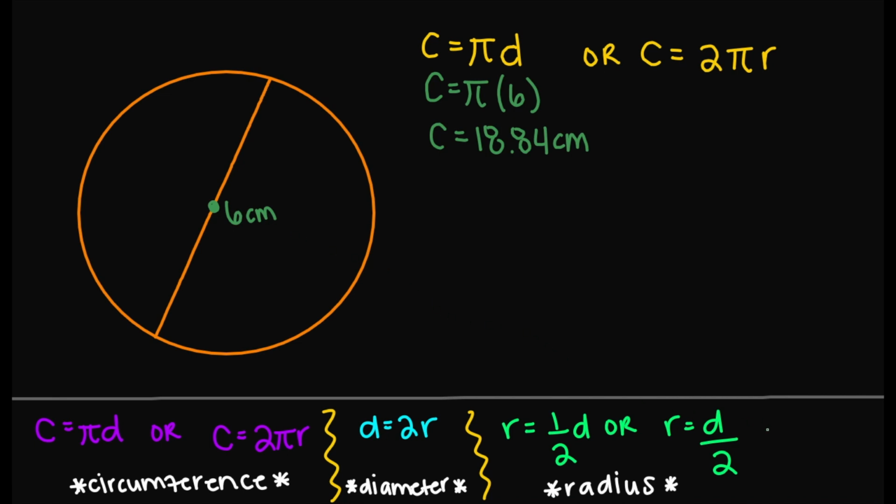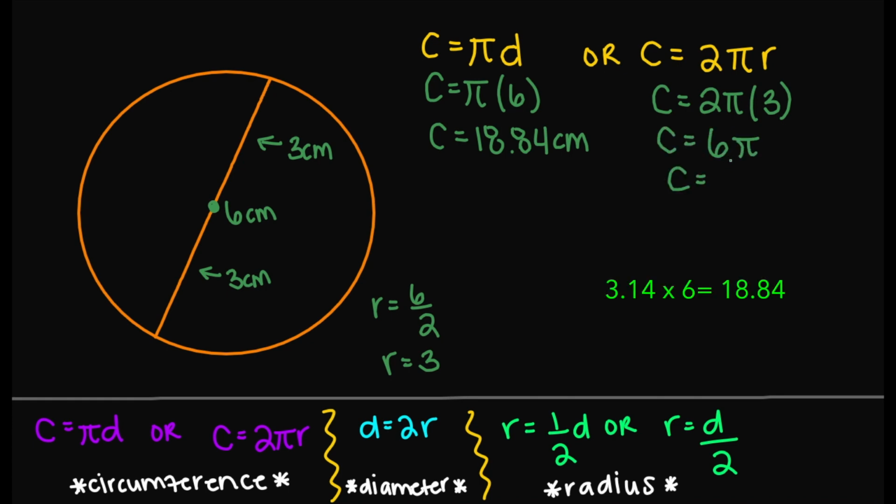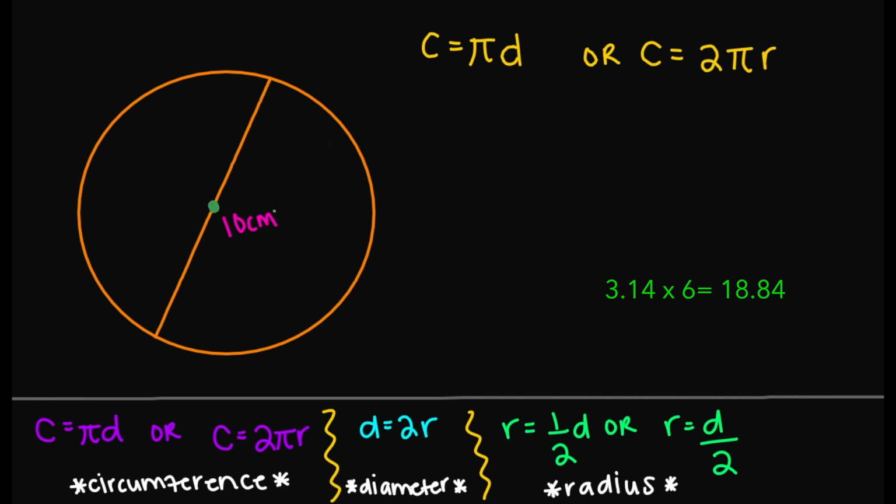If you were to use the formula here on the right, if my diameter is 6, remember that to find your radius, you divide by 2. So if I do r equals my diameter, 6, divided by 2, then my radius is going to equal 3. So this is 3 centimeters here, and this is 3 centimeters here as well. So now let's plug it in. C equals 2 pi times your 3. 2 times 3 is going to equal 6. And then 6 times pi is going to give you approximately 18.84 centimeters.